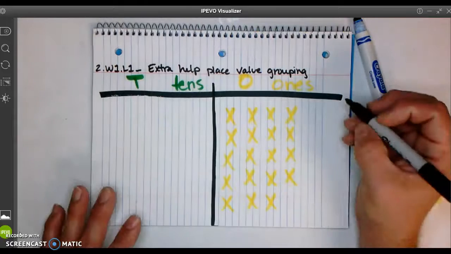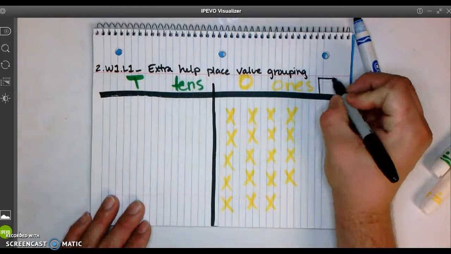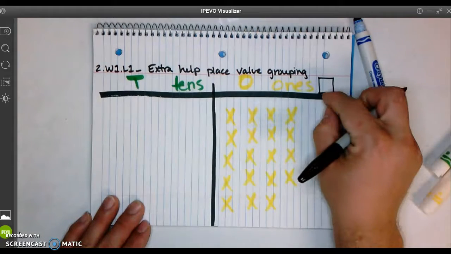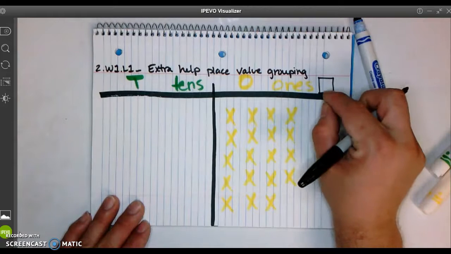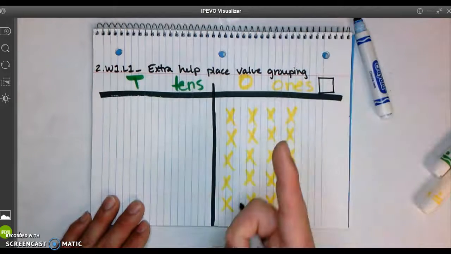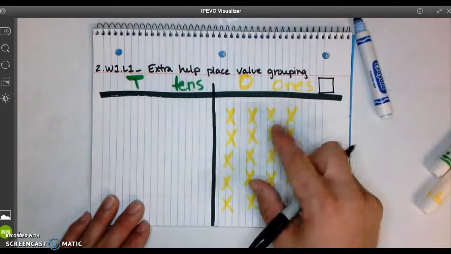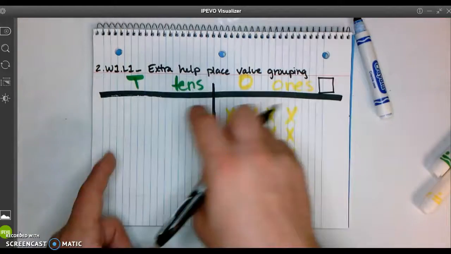Well, we already know that in each place value, we can only put one number. So 0, 1, 2, 3, 4, 5, 6, 7, 8, 9. We can't put 10 or even 19 because we can only have one digit in each place value. So some of these we need to regroup and move over on this side.